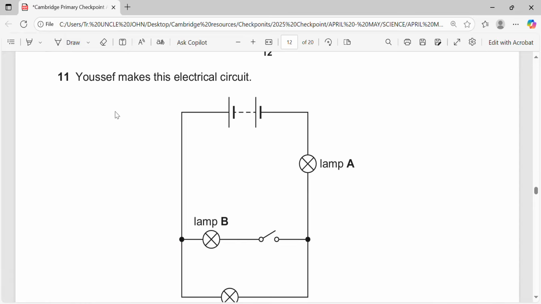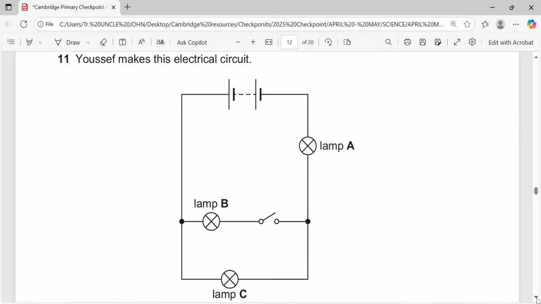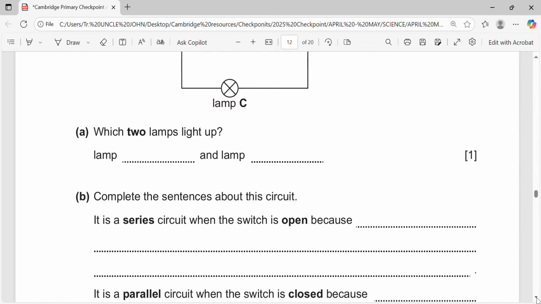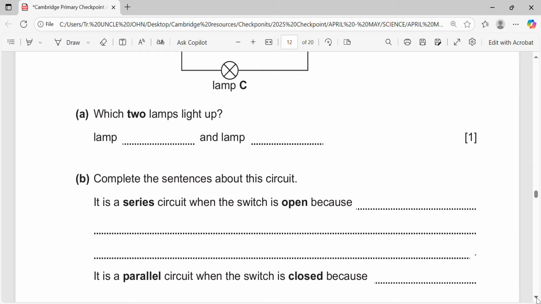Number 11. Yusuf makes this electrical circuit. You can see there is the lamp A, lamp B, and lamp C. Questions. A. Which two lamps light up? This is lamp A. The lamp A and the lamp C.